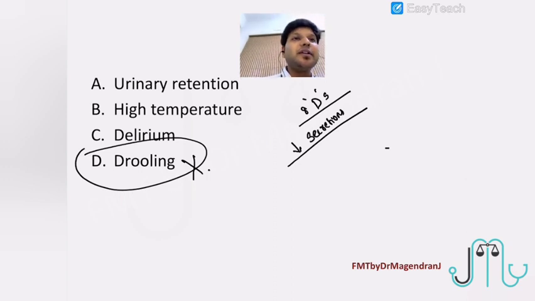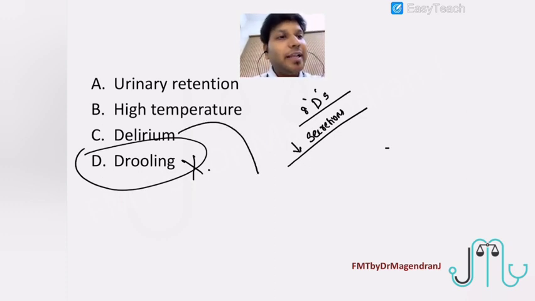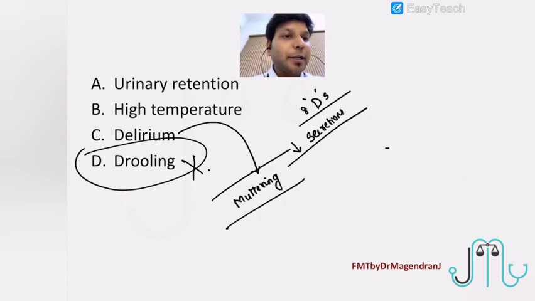You can see urinary retention. Yes, you can see the urinary retention. High temperature will be found, and delirium will also be there, and drooling will not be present because there will be dry mouth, not drooling. And the delirium which we see in datura is called muttering delirium.